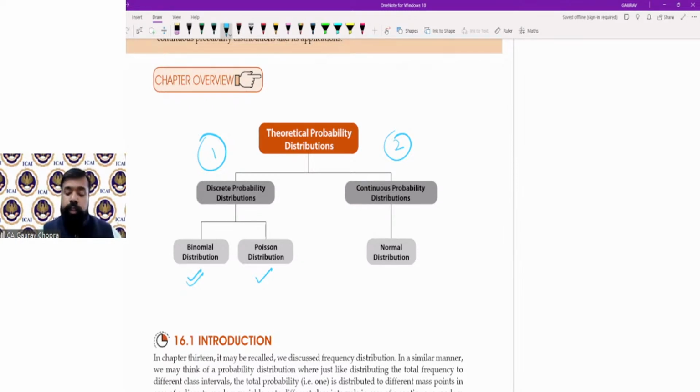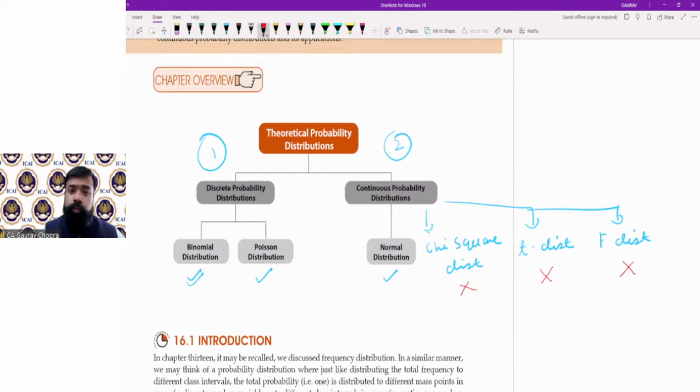Then comes continuous distribution. So continuous is having normal distribution. There are other kinds of distribution as well, which are continuous, but they are not in our syllabus. One is chi-square distribution. Then other is T distribution. And last one is F distribution. These are all continuous probability distributions, but they are not in our syllabus. We have to do basically normal distribution. We will cover this topic on Saturday, that is 11th. Poisson will be covered on Thursday, and binomial we are covering today.